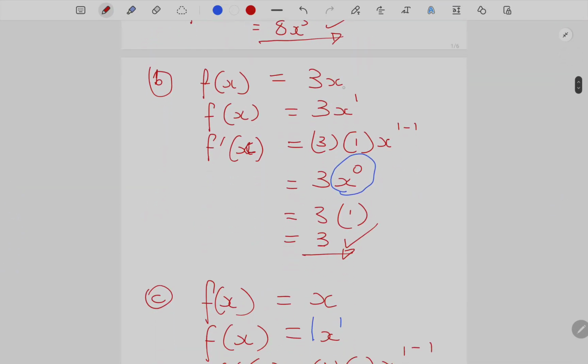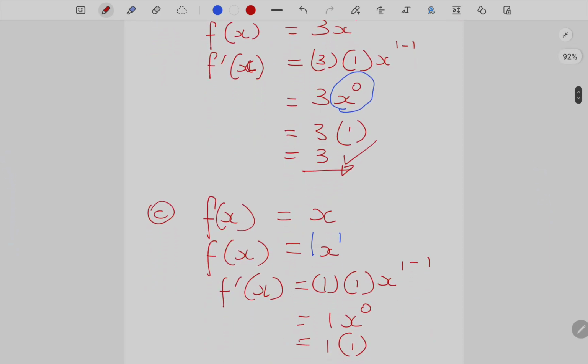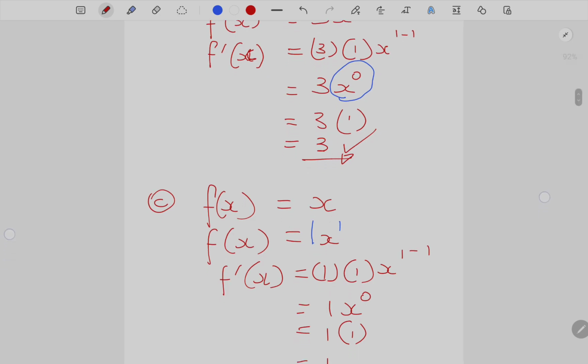Coming to B, f of x is equal to 3x. Then f of x is equal to 3x can be rewritten as f of x is equal to 3x to the power 1. Because if there is no power on top of this x, it means there is an invisible 1. Then f prime of x will be equal to 3 times 1 x to the power 1 minus 1. Then what is 3 times 1? It is 3. Then what is 1 minus 1? It is 0. Okay, so we all know from the laws of exponents that any number to the power 0 is equal to 1. Then 3 times 1 is 3.